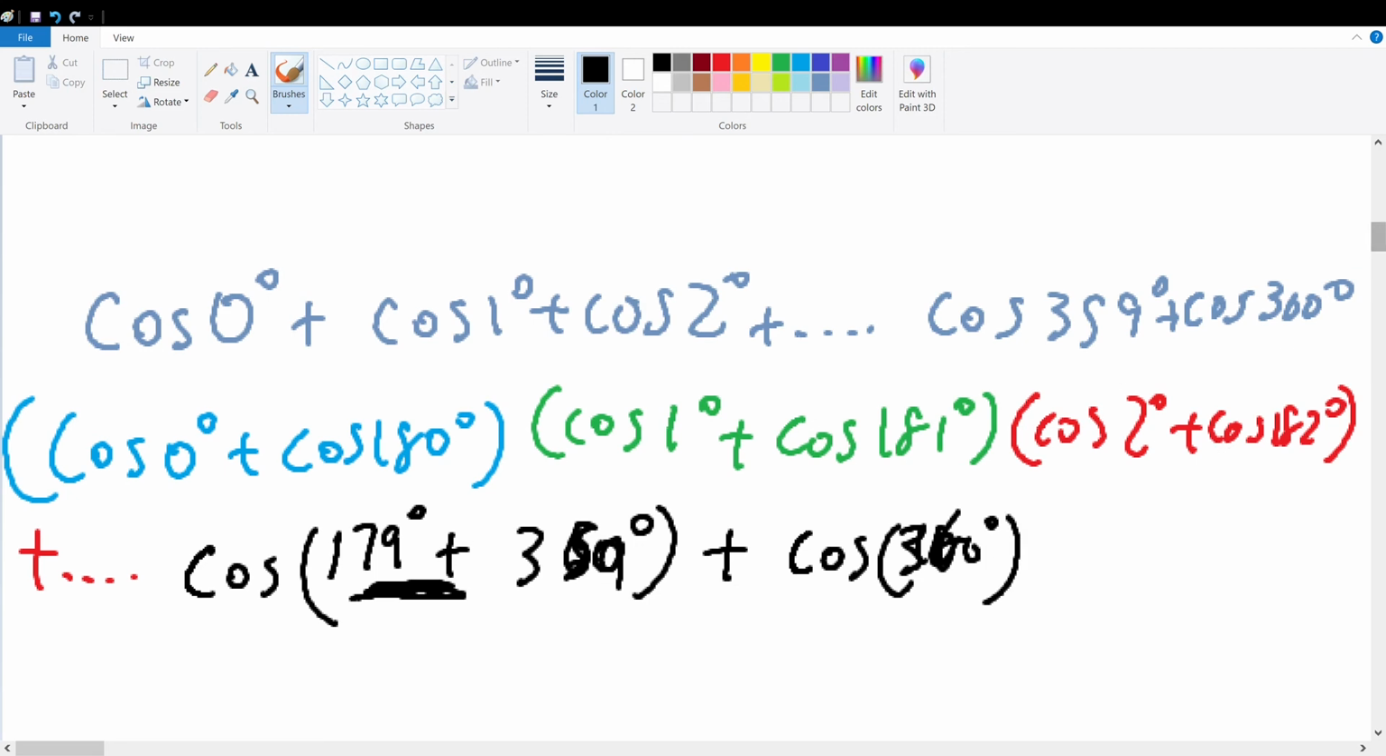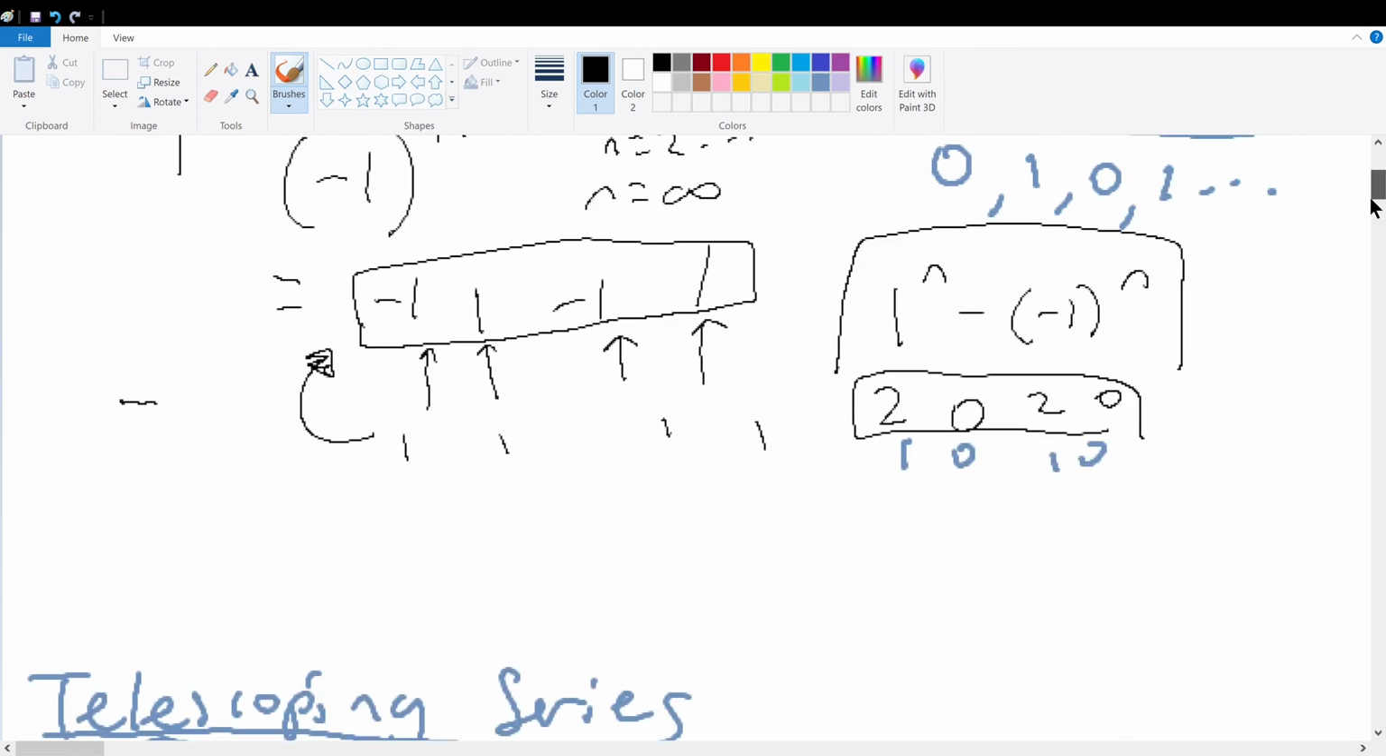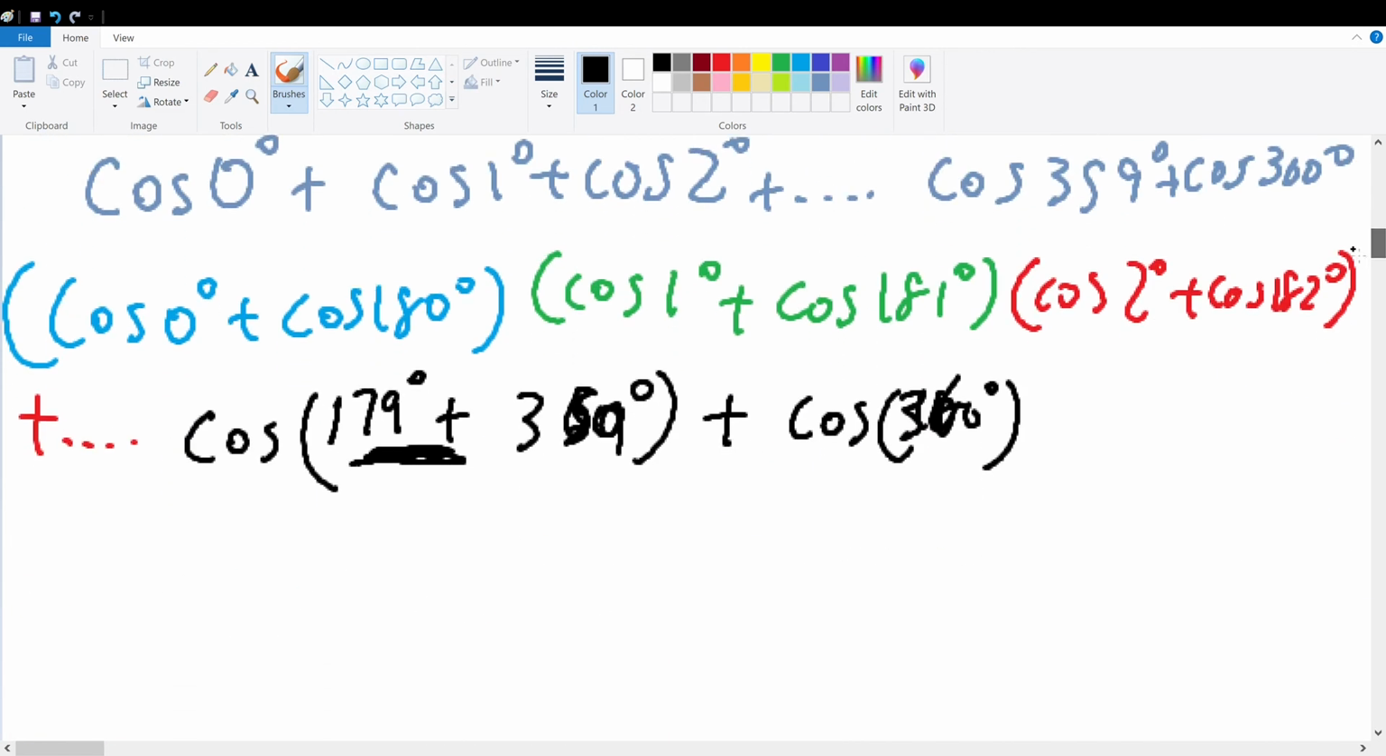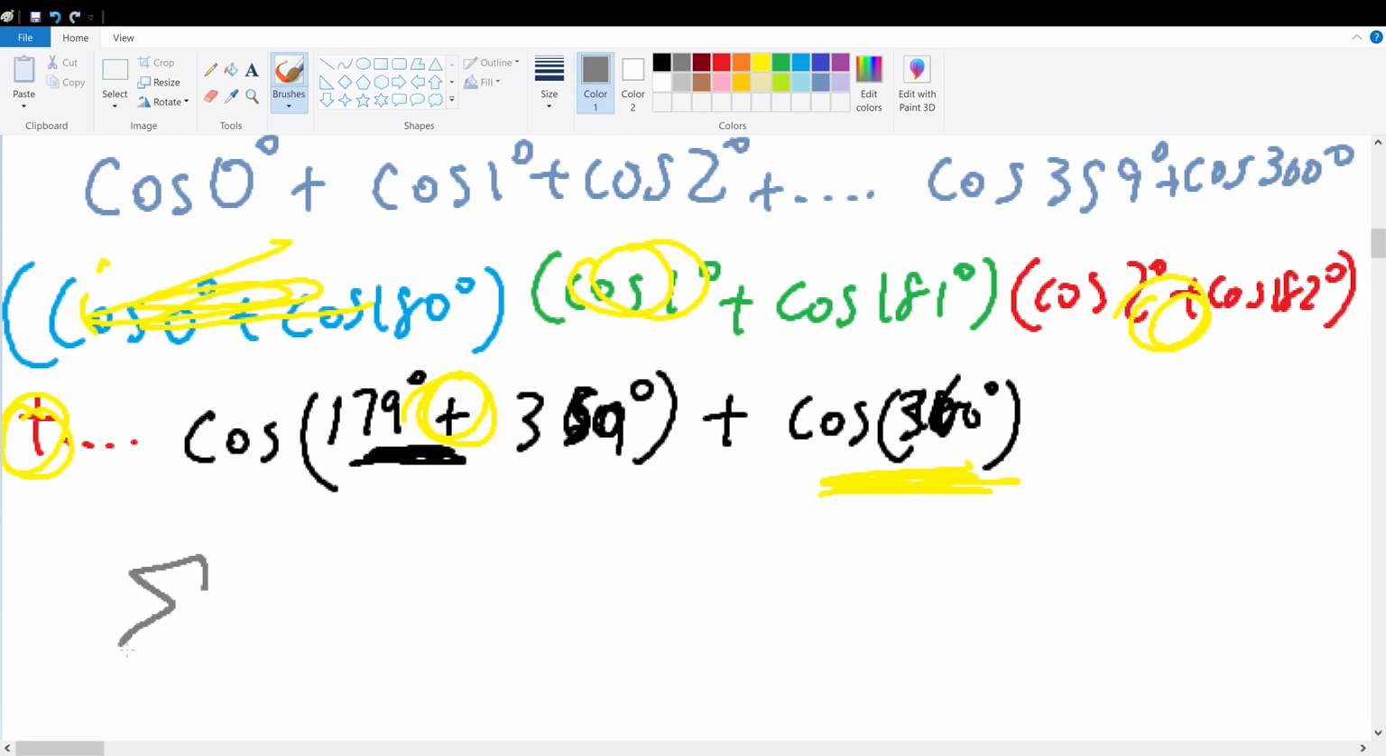Now, as I talked about earlier with the supplementary properties, if you have cosine n and cosine 180 plus n, it just cancels out. So we know this is 0, this is 0, this is 0. Everything is 0, this is also 0, except cosine 360, which is a loner. So the answer to the sum of cosine n from 0 to 360 is just cosine 360 degrees.